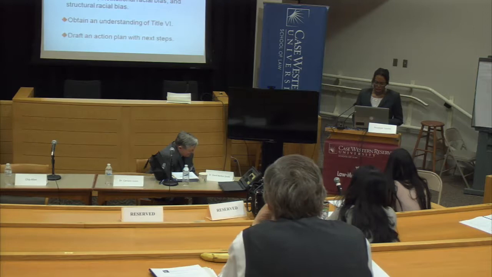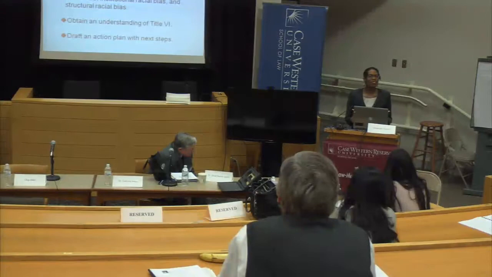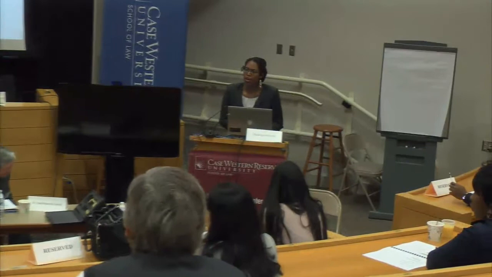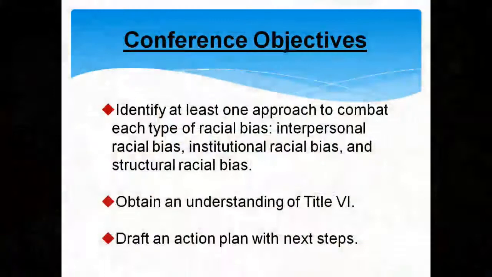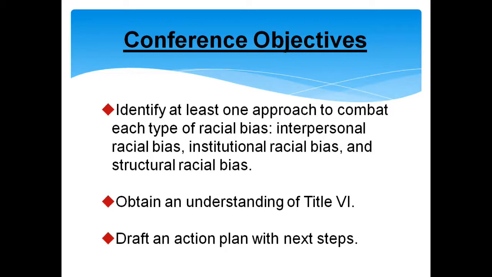And so, what are the conference objectives? We hope at the end of these 2 days that we will identify at least one approach to combat each type of racial bias, interpersonal, institutional, structural, that you will obtain an understanding of Title VI of the legal system and how it works in terms of healthcare, and that we will have an action plan to move forward, that we will use this action plan in Cleveland, in Ohio, and perhaps across the nation to finally put an end to racial bias in healthcare, so that 50 years from now, we will not be here discussing how we still have health disparities. And that ends just my introductory remarks.